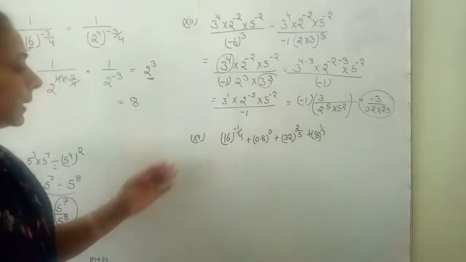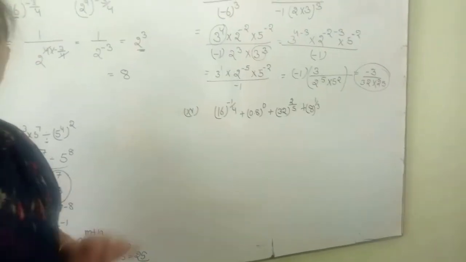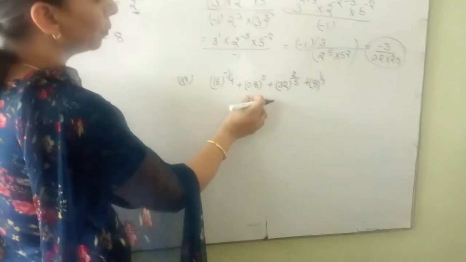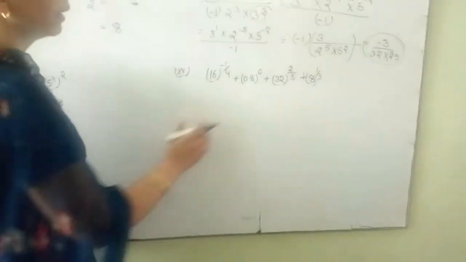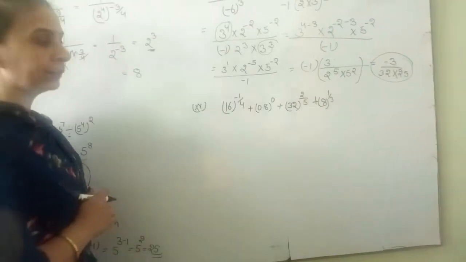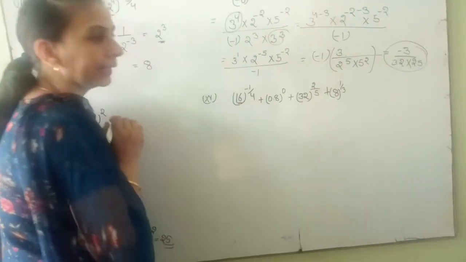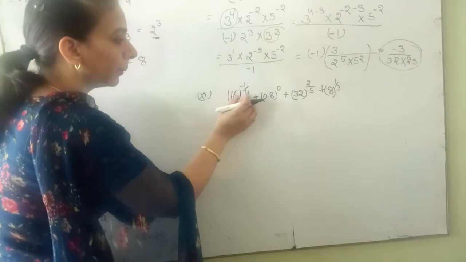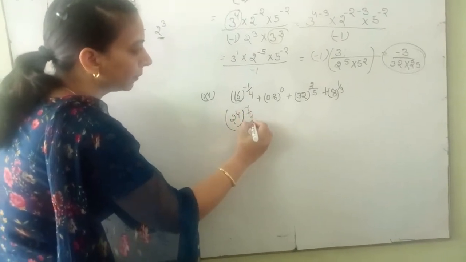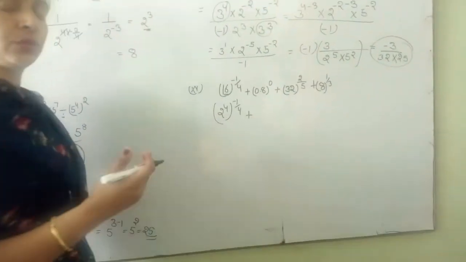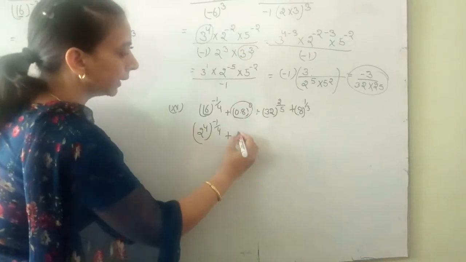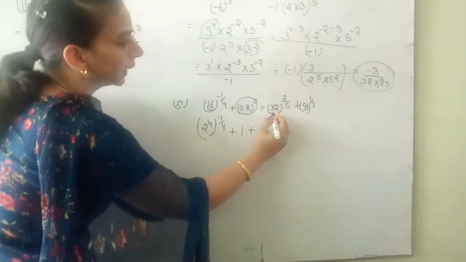Okay. Next, question number first, part number 15. 16 raised to the power minus 1 by 4 plus 0.8 raised to the power 0 plus 32 raised to the power 2 by 5 plus 8 raised to the power 1 by 3. Student, first we write 16 as 2 raised to the power 4, and minus 1 by 4 plus any number raised to the power 0, that number equals 1. Then in place of this we write 1 plus 32.